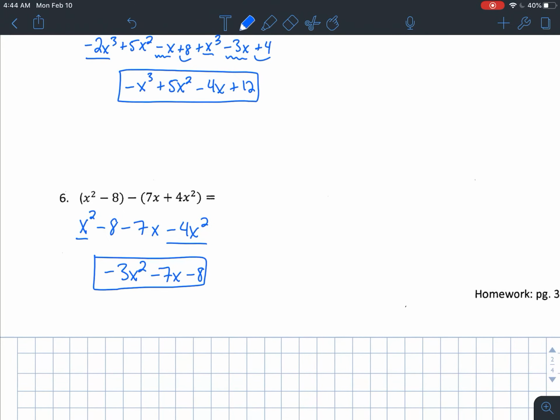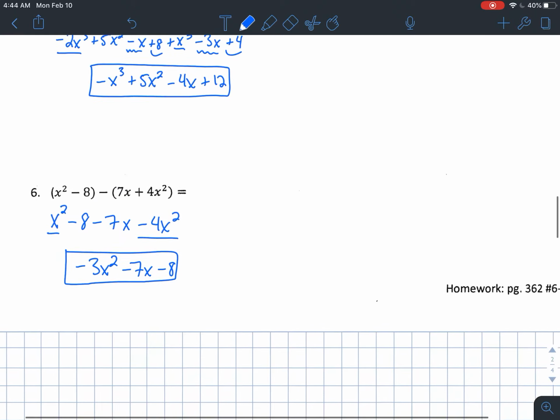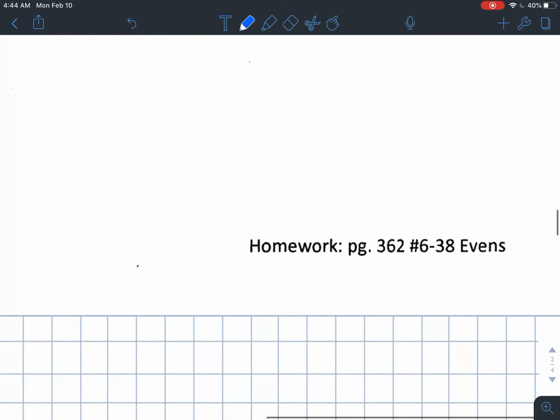Hopefully that went fine for you. It should be mostly review. Shouldn't be anything kind of revolutionary in terms of new material. Homework is down here at the bottom of the page. It is 362, 6 through 38, just the evens. So page 362, 6 through 38, just the evens.